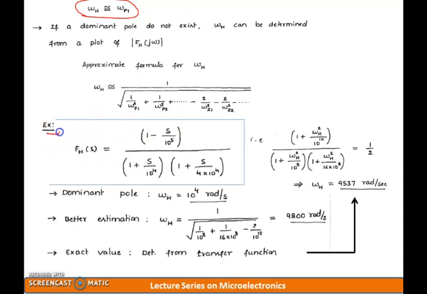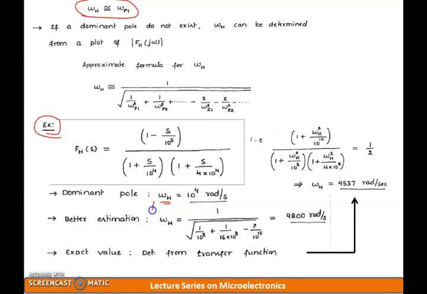I'm just trying to recap that example, wherein I have this transfer function. Now I try to identify the poles and zeros of the transfer function, and I try to figure out which is the dominant pole. From the first inspection, I can see that 10⁴ is the particular pole which is dominant. Hence, my omega h is equal to 10⁴ radians per second.